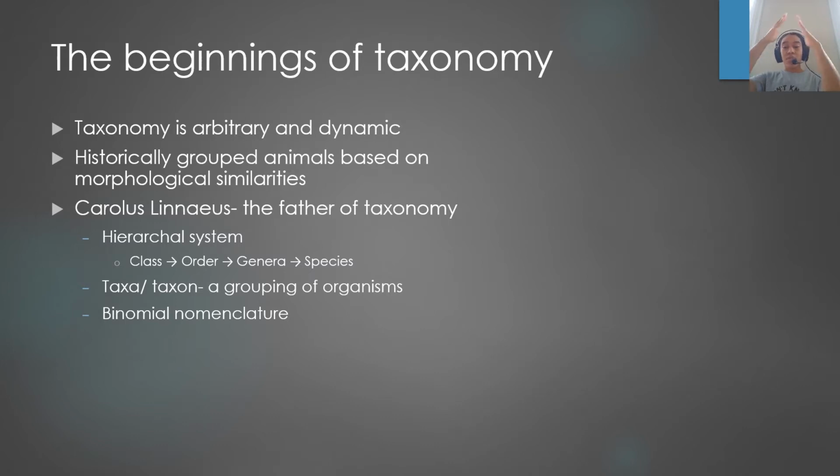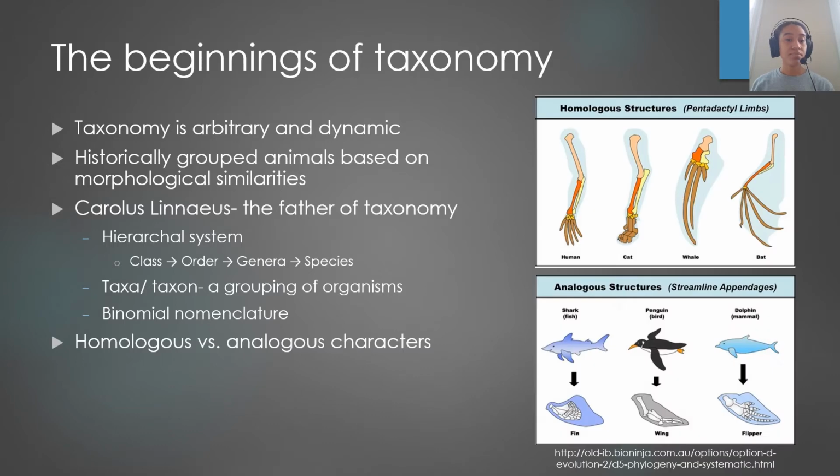He came up with this hierarchical system of classification, and all these groups are called taxa, or you'll hear me say taxon throughout this presentation, which basically just means a grouping of organisms. So he came up with these different taxa that are organized in a hierarchical system. He also came up with the binomial nomenclature system of naming species. We'll talk a little more about that in our next slide, but it's a system that we still use to this day.